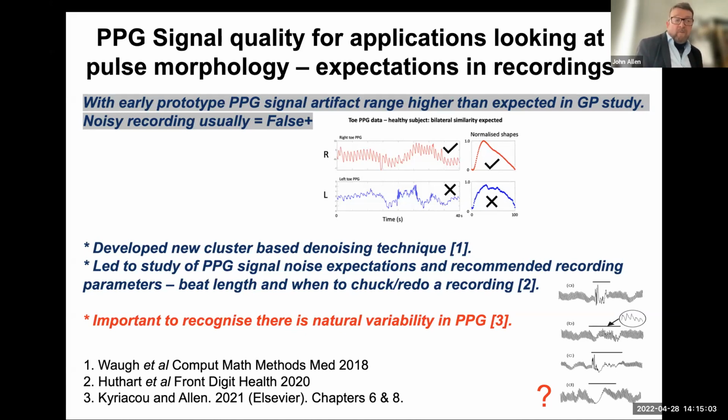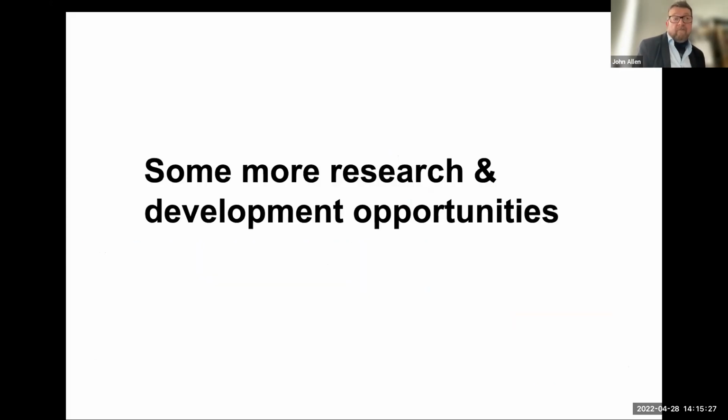Also came out of this was the importance to recognize there's natural variability in the PPG. This can happen over, say, 20 to 30 seconds. So if you take a deep breath, a sort of gasp reflex comes about, and this can last up to 20 to 30 seconds and interrupt the trace from its normal characteristics. And that changes depending where you measure it on the body. Anyway, so this led on to a very interesting area of research in terms of denoising the PPG.